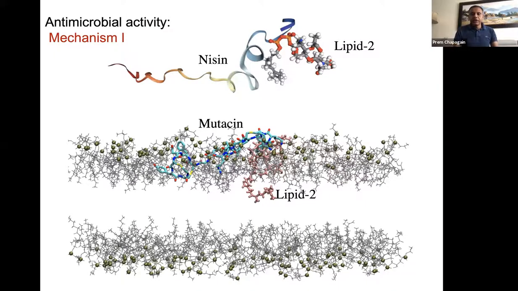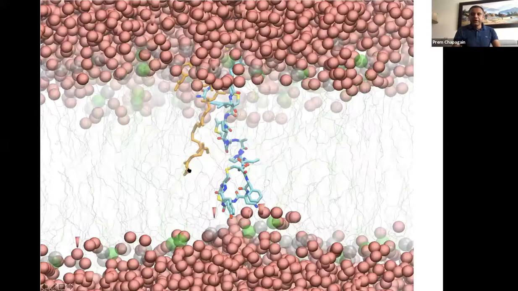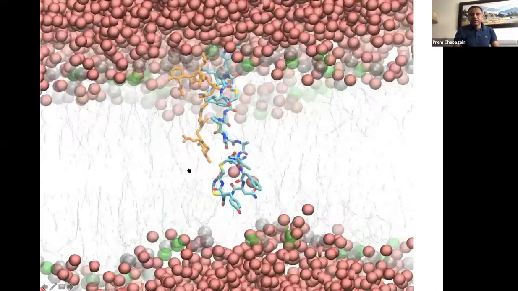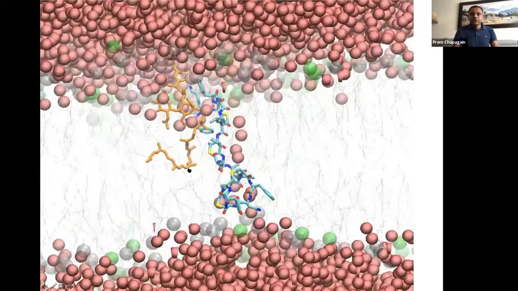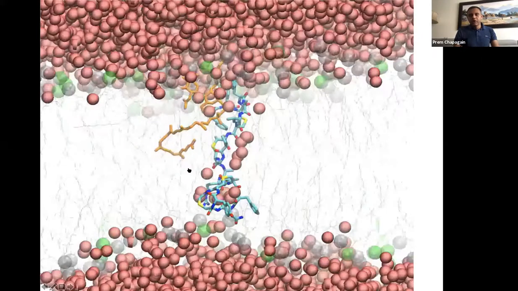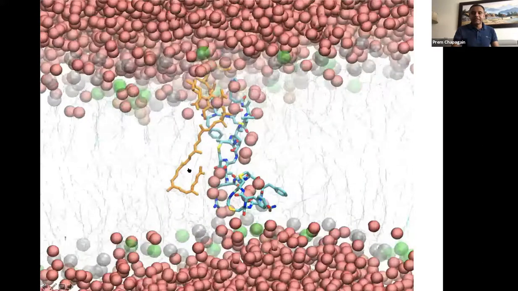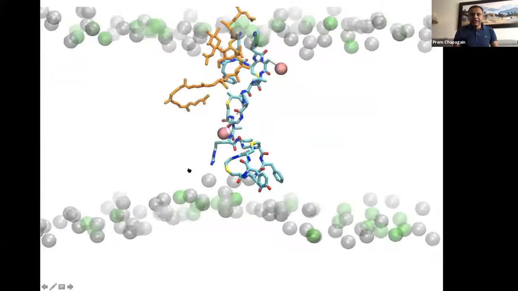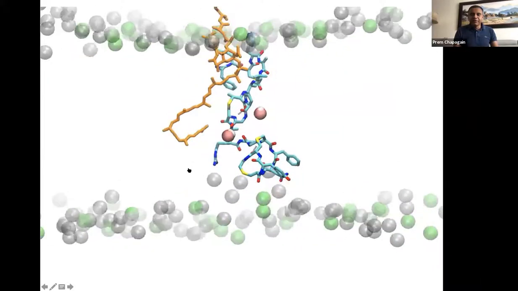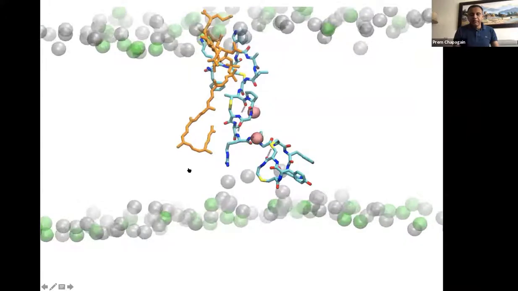We're looking at just one single chain, and it turns out that the simulation showed the mutacin actually can insert into the cell membrane. We simulated that in the transmembrane region, and we saw a lot of water molecules going in and out. So this can potentially serve as a water pore with just a single peptide. This is how the hydrogen bonds are formed by different groups, mostly the backbone atoms.